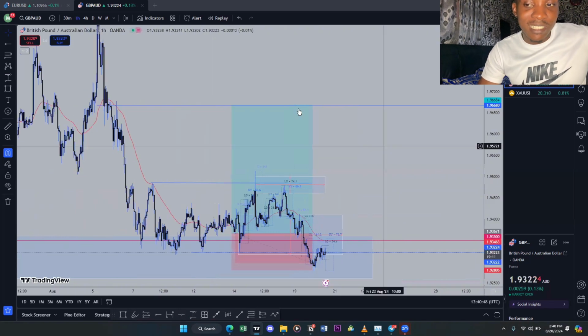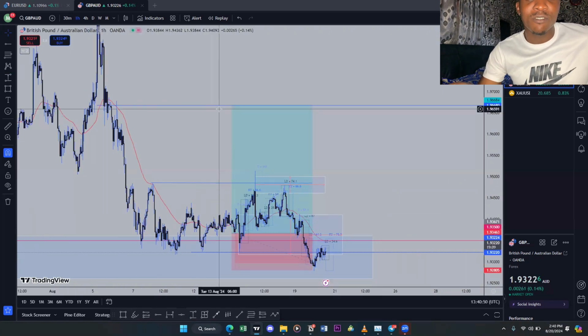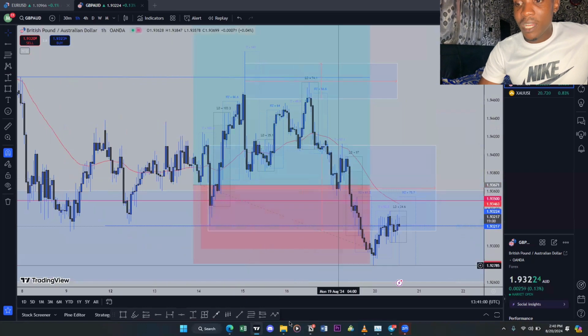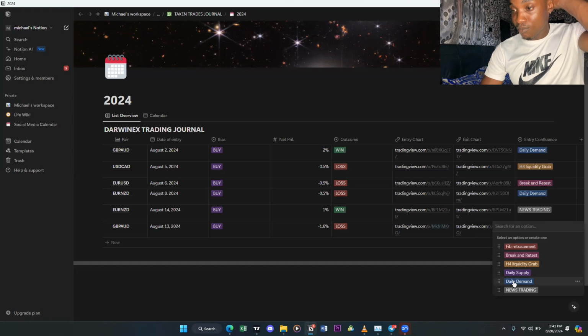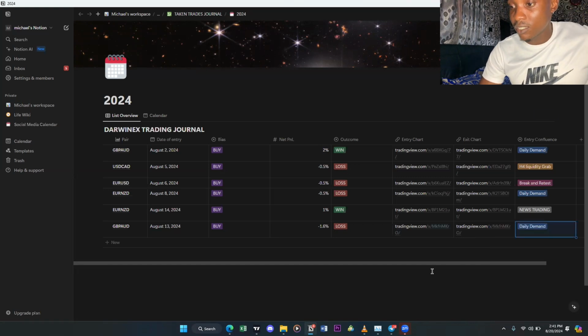You guys may say, why didn't I take profit? Why didn't I break even? This is my trading style. It happens most of the time. Sometimes you might be lucky, sometimes you might not be lucky. GBP/AUD is sitting on an area, and I hope I've finished documenting. My entry confidence on this was a daily demand area, and that's what I did on this.